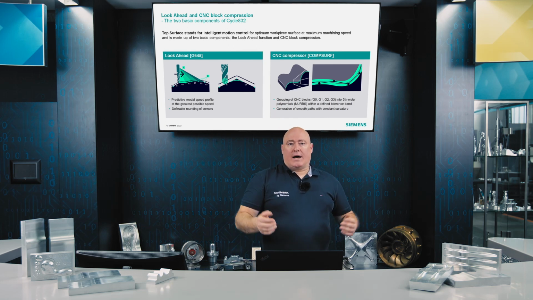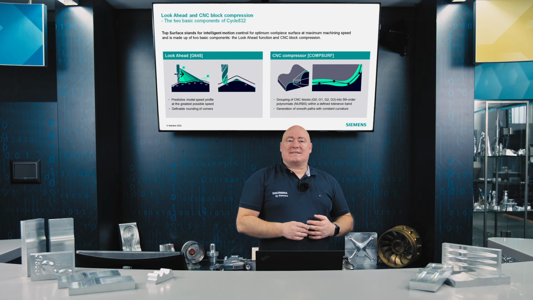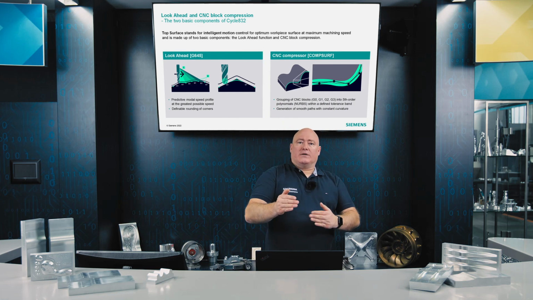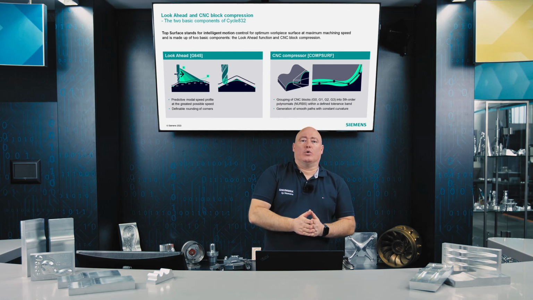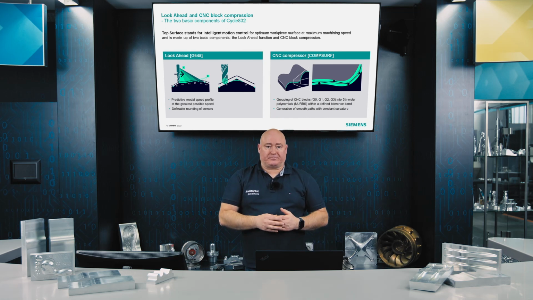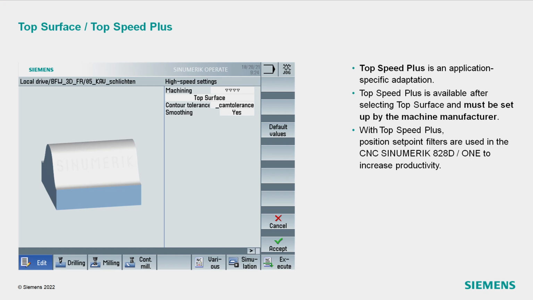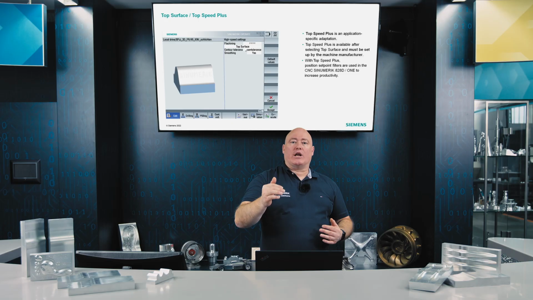This is a function which, as I said, is available to ensure that a curvature is not approached abruptly, but rather there is a steady connection past and across the points. Please note that the Top Speed Plus function is an application-specific function. That is, a commissioning-specific function that is available after selecting Top Surface, but it must be commissioned by the machine manufacturer.